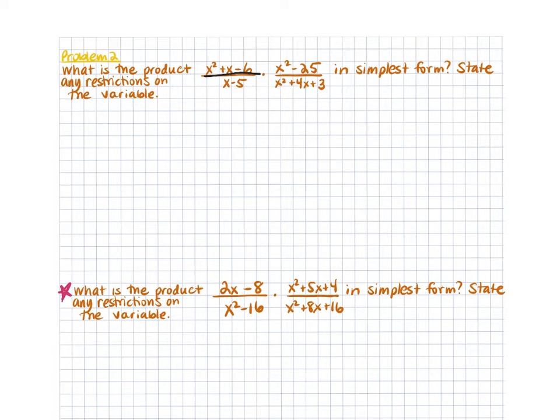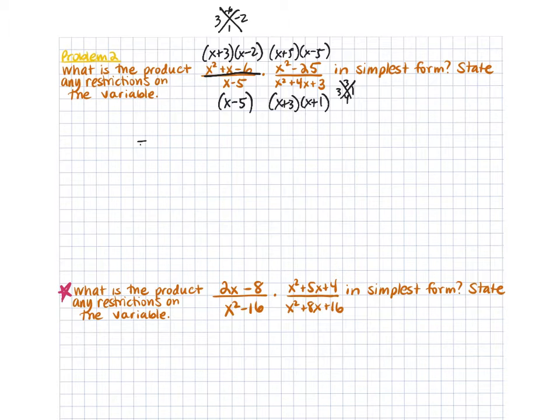This one factors to 3 and -2. So x plus 3, x minus 2. This one is already simplified. This one, x plus 5, x minus 5. And this one, 3 and 1. So x plus 3 and x plus 1.